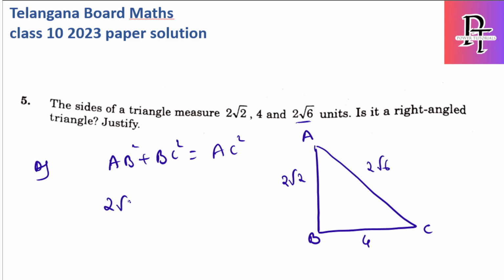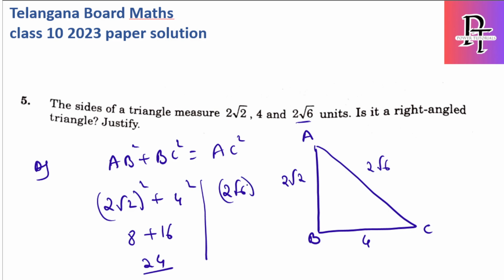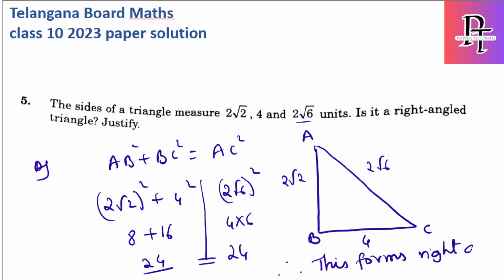So what is AB square? Let's see. 2 root 2 whole square plus 4 square. 2 root 2 whole square is 4 into 2, which is 8, plus 4 square is 16. We got this value as 24. Let's see what is AC square. AC is 2 root 6 whole square, means 4 into 6, which is 24, which is equal. Therefore, this forms a right angle triangle, because it is obeying Pythagoras theorem. If it is obeying Pythagoras theorem, then definitely it is a right angled triangle.